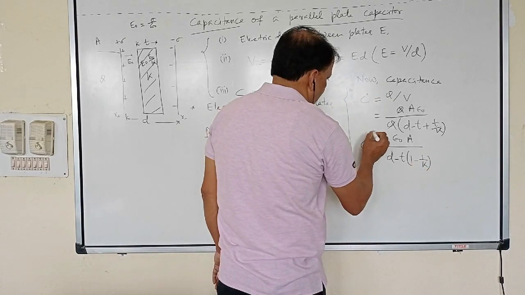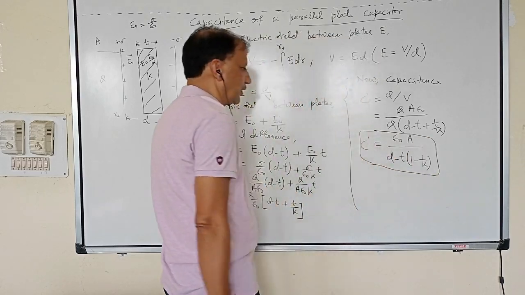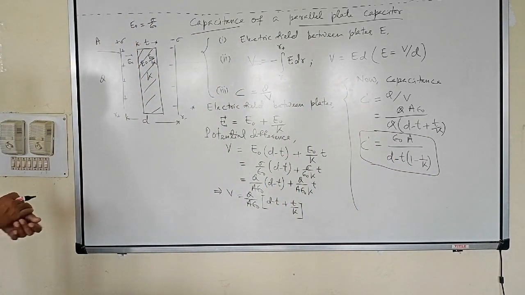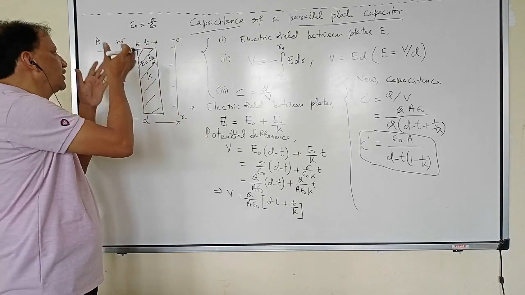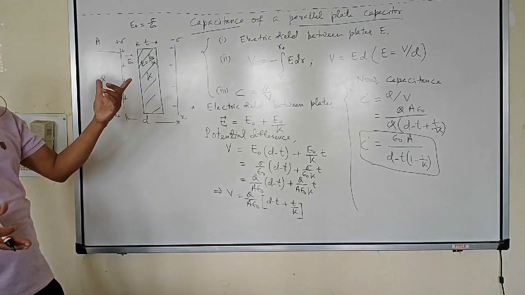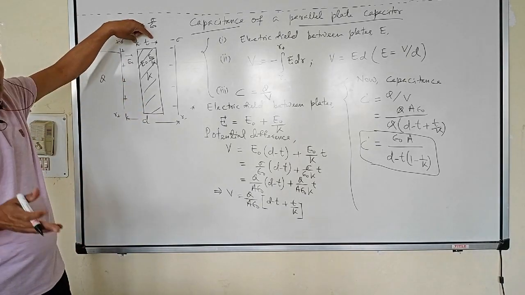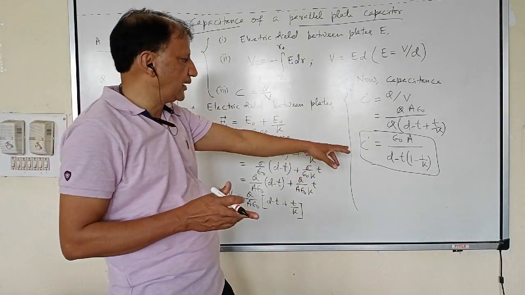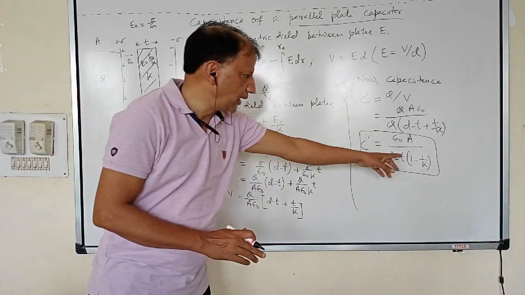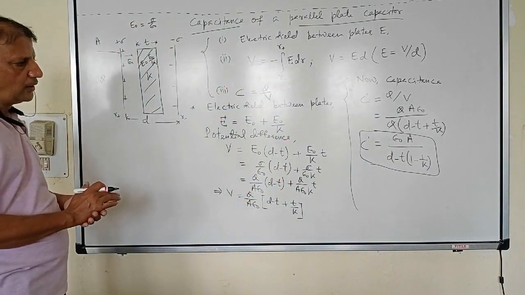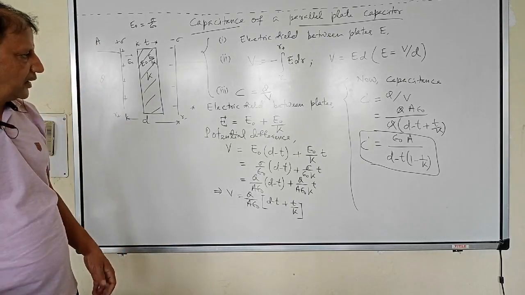It is C dash. So C dash is equal to this one. So this is the value of capacitance of a parallel plate capacitor when there is a dielectric which is introduced between the plates, whose dielectric constant is K and whose thickness is T. So this is the expression for that. C dash is equal to epsilon naught A upon D minus T, 1 minus 1 upon K.